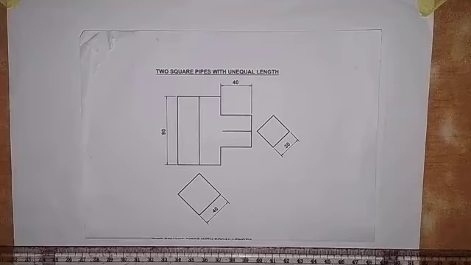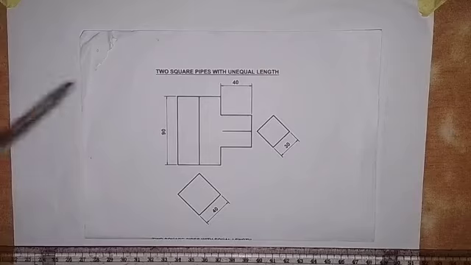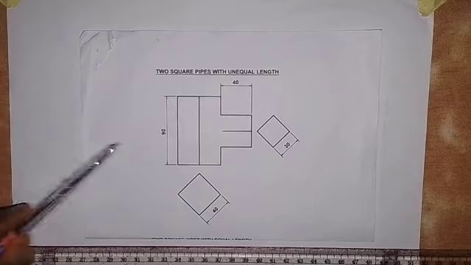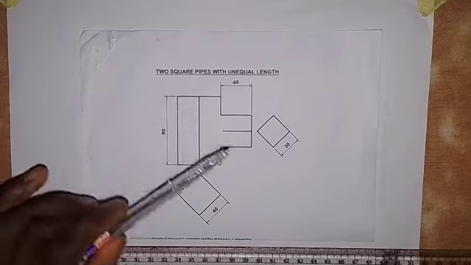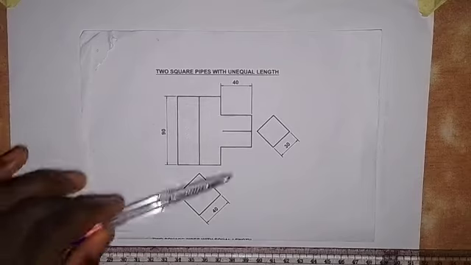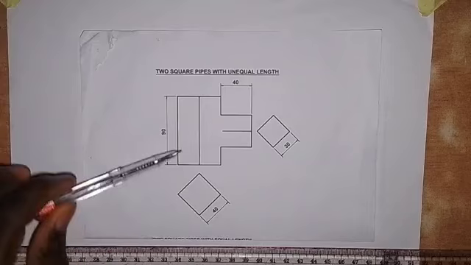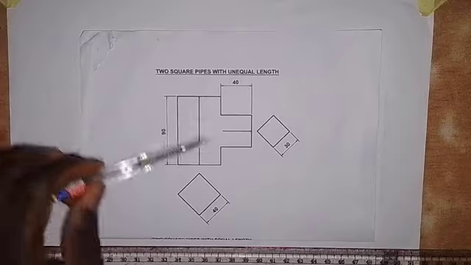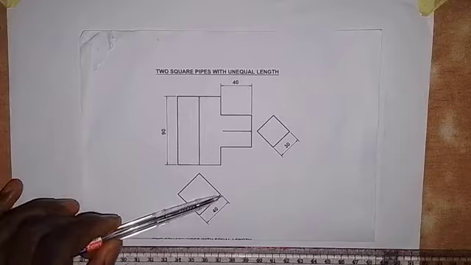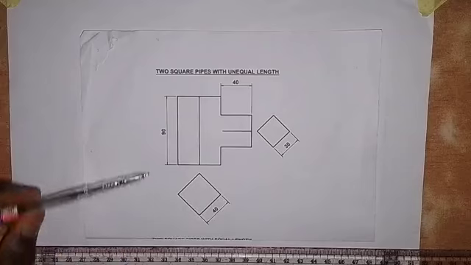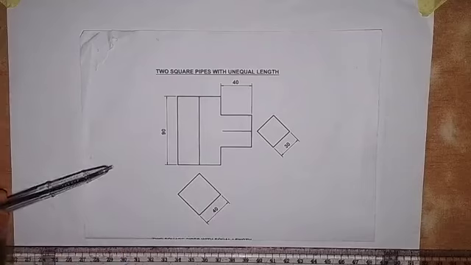Back to my channel. Here we are still working on the construction of the line of intersection of two intersecting solids, and for this one we are looking at two square pipes with unequal length. Looking at what we have here, the square end of this vertical square pipe is of length 40 millimeters, while its height is 90 millimeters.